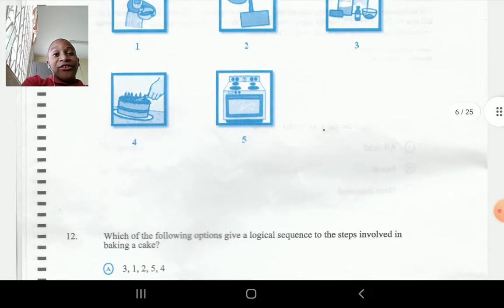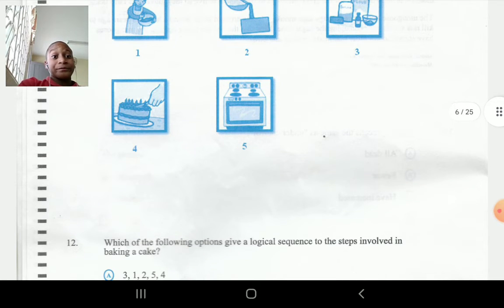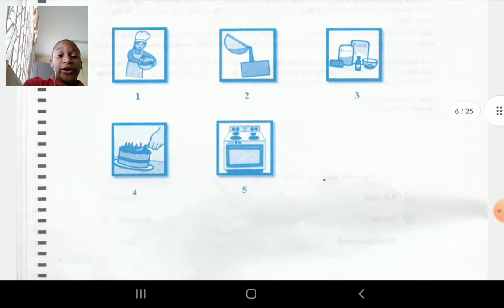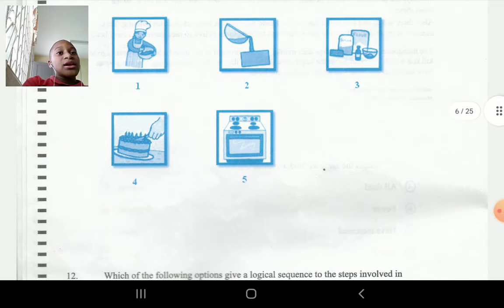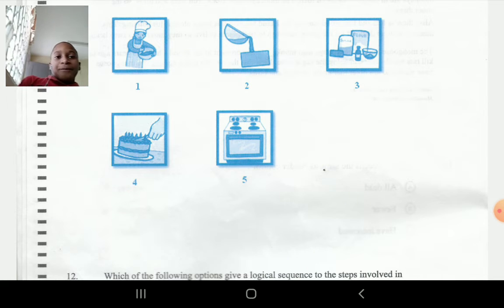So now we have to solve the logical sequence. We all know it ends with 4 and starts with 3, obviously, and then it goes on to be mixing, because you can't pour the ingredients into the batter without mixing them all together to form one liquid substance. And by the way, once you mix all of them together, you can't get back the ingredients that you previously used.